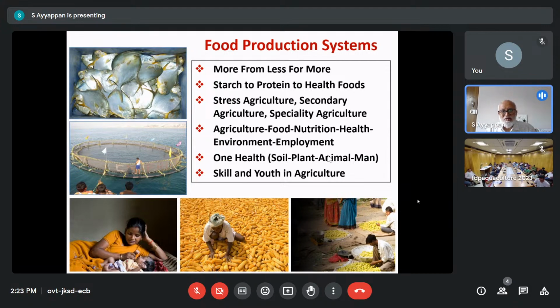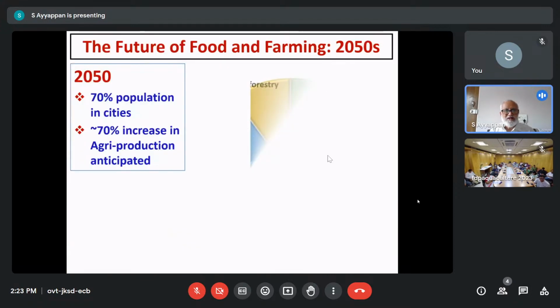That's where we are talking of aquatic food production systems. But at the same time, it is a lot of stress agriculture, secondary agriculture, specialty agriculture, and then it's a continuum of agriculture to food to nutrition to health to environment and employment. Then only we'll be able to justify what we are doing. And in that context, One Health, you must have heard about this, soil to plant to animal to man, it's One Health that we all talk of, not in isolation. And that's where we need a lot of skill and youth in agriculture.